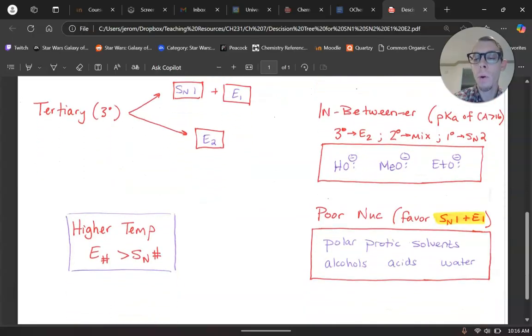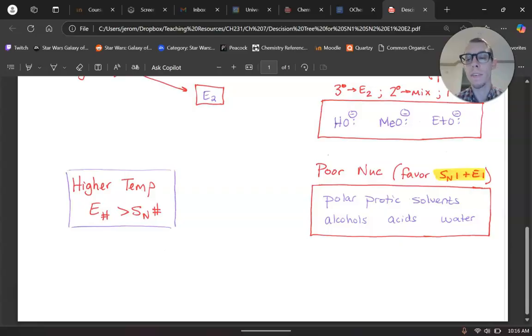We then have some poor nucleophiles, and those poor nucleophiles are going to favor your mixture of SN1 and E1. Those are going to be polar protic solvents when you're doing a solvolysis reaction. So you don't have a nucleophile, you just have your solvent that serves as your nucleophile or your base. Alcohols, acids, and water are all going to be examples of poor nucleophiles or bases.